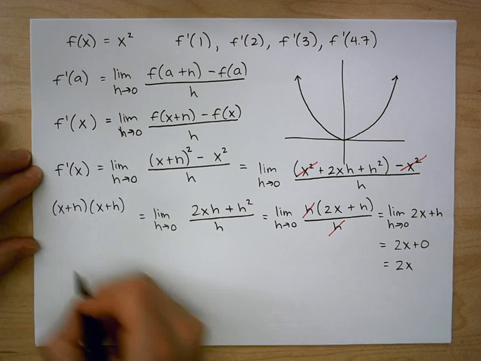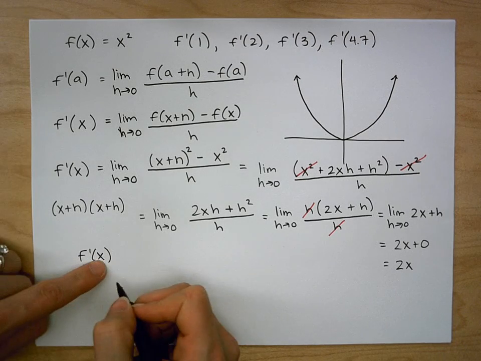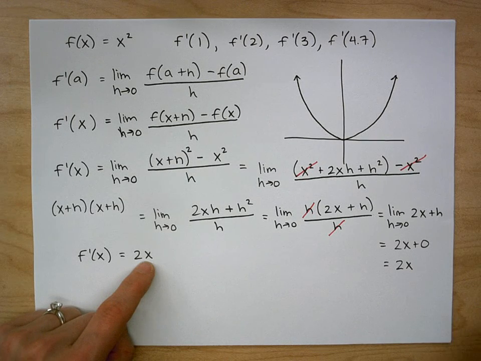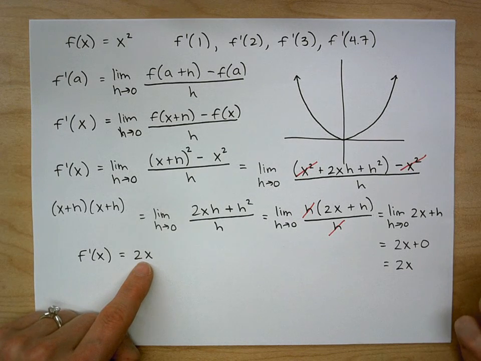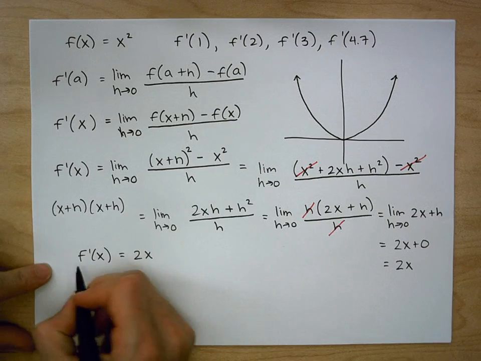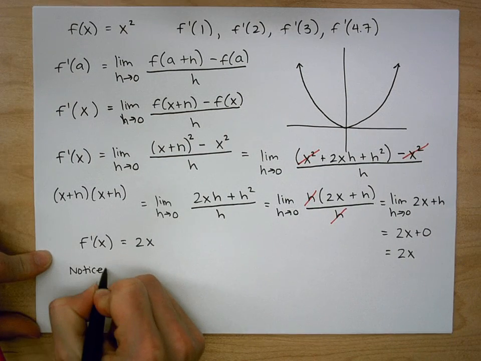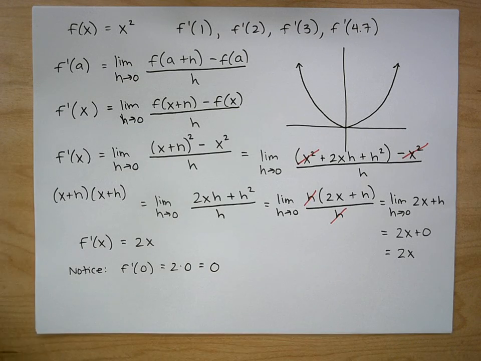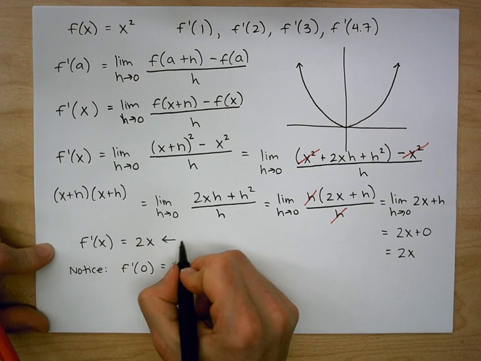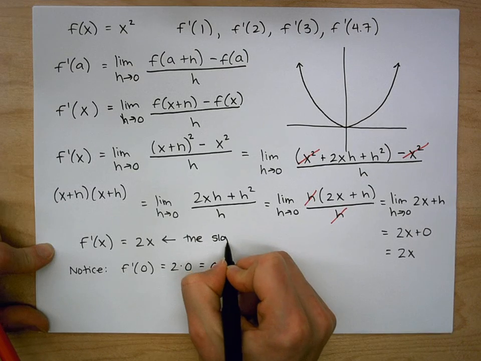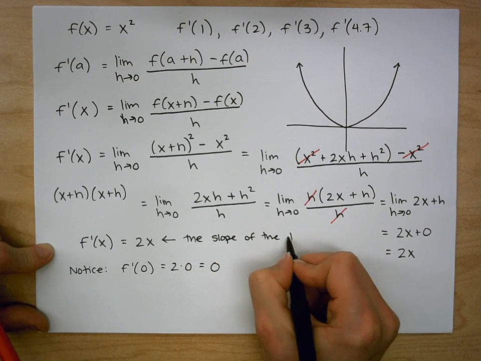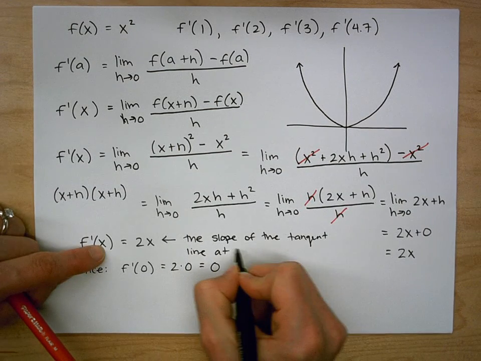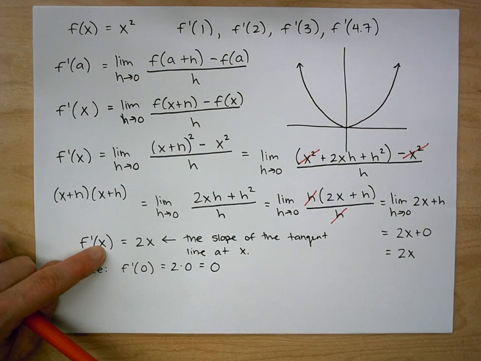Now let's think about what that means. I took the derivative, I didn't plug in a specific number, I just kept it as an x, and I see that I get the function 2x as my output. I'd like you to notice a few things here. If I plug in 0, I get 2 times 0, which is 0. And let's not forget that this means the derivative, the slope of the tangent line, at whatever the input is.